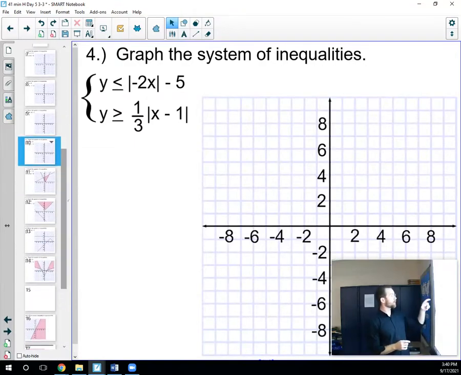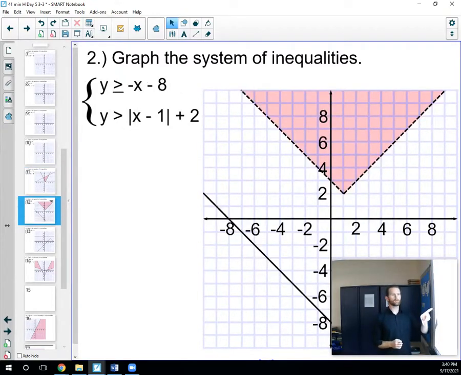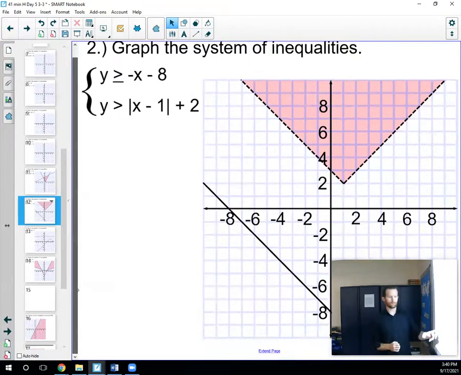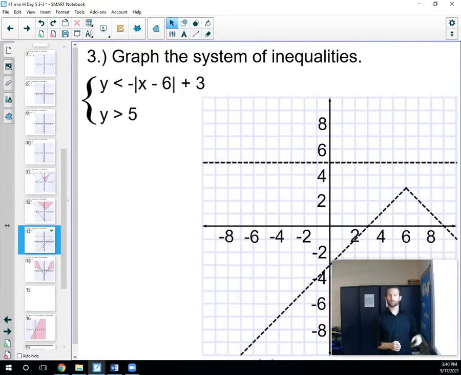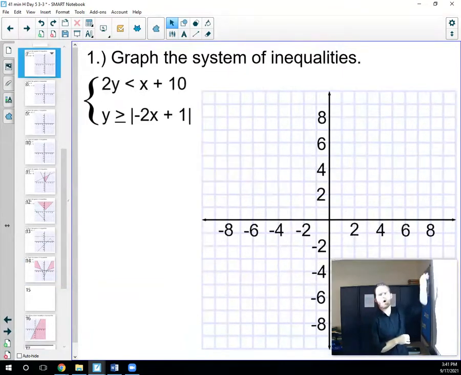real quick. So here's number 1. That's what I got for number 1. Number 2. Number 3. And number 4. Now, I know my face was in the way for a few of those, but hopefully that gives you an idea of whether you did them correctly or not and which ones you want to go over in case you don't want to watch me do all 4 problems.